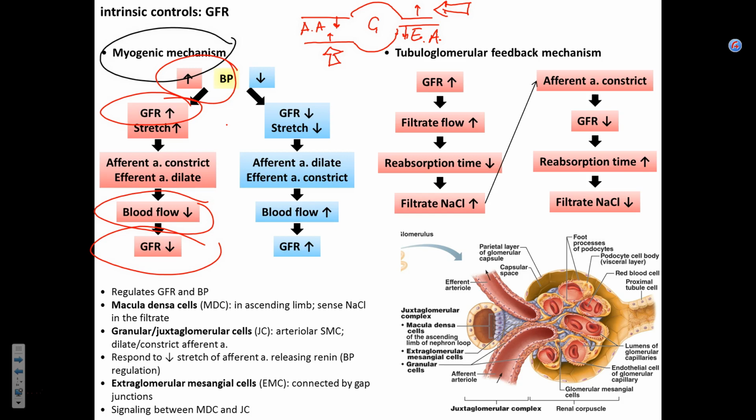Now, second mechanism. Okay. Brace yourselves. It's called tubular glomerular mechanism. That's the last thing that we're going to go over today for the renal. That's it. Tubular glomerular feedback. Before we go any further with the tubular glomerular feedback, we need to talk about some types of cells.